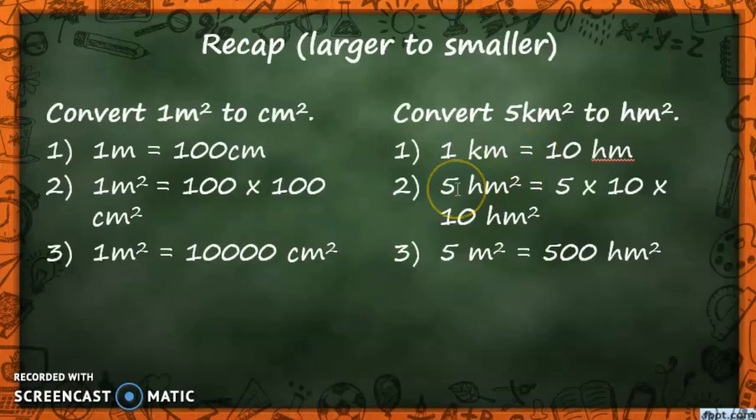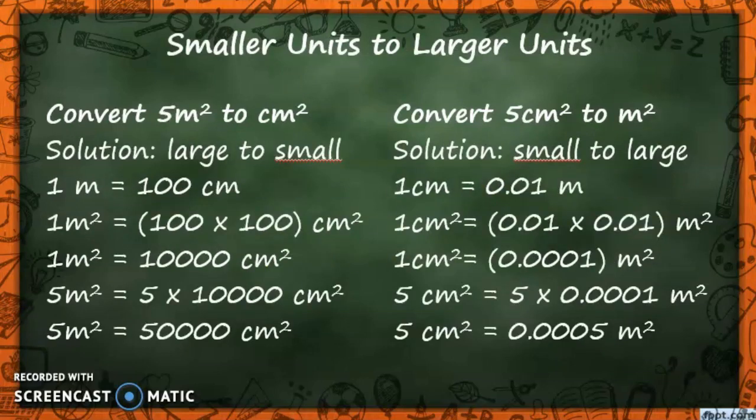Alright? So then 5 hectometers square would equal 5, you put back the 5, times 10 being multiplied by itself twice because we are squaring. Alright? So just like how we squared this, we have to square the 10. So we have to multiply the 10 twice. So just put back the 5, then multiply by 10 twice, giving us 5 kilometers square equal to 500 hectometers square. Quite simple. Let's get into smaller units to larger units.